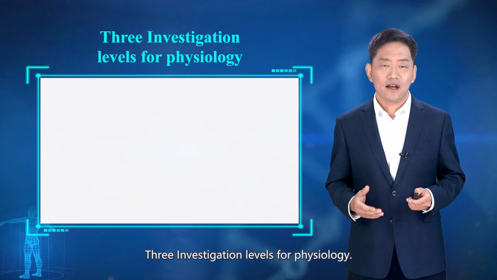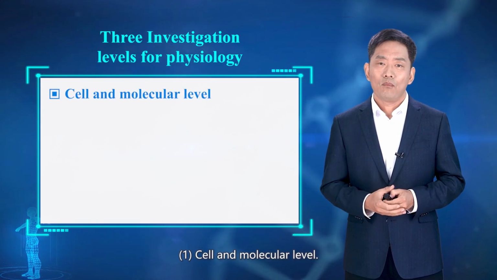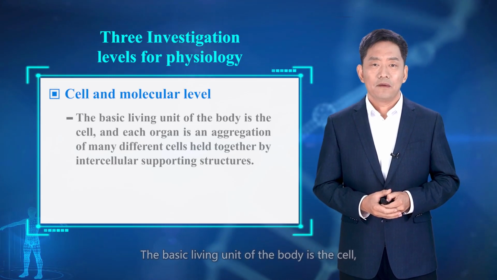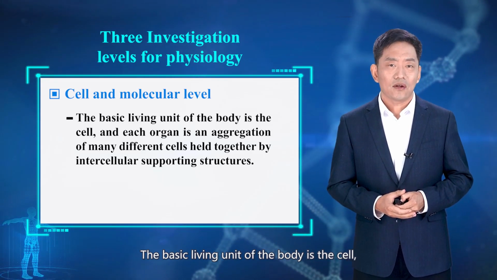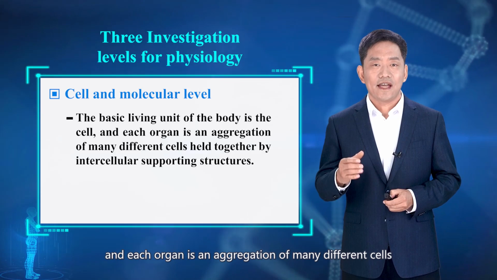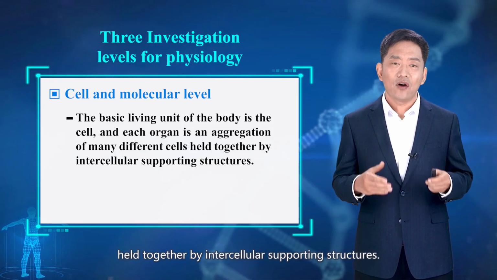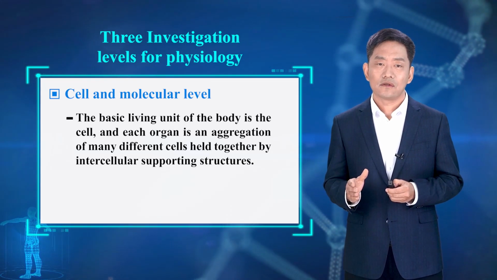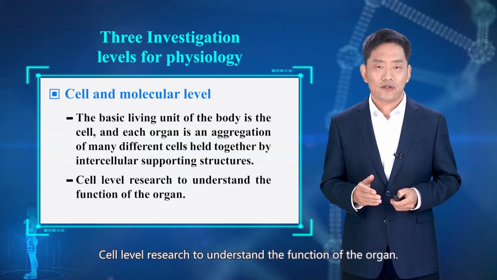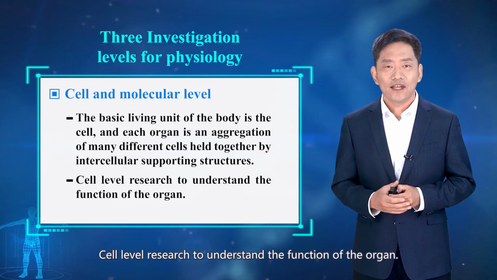3 investigation levels for physiology. Cell and molecular level. The basic living unit of the body is cell, and each organ is an aggregation of many different cells held together by intracellular supporting structures. Cell-level research to understand the function of the organ.